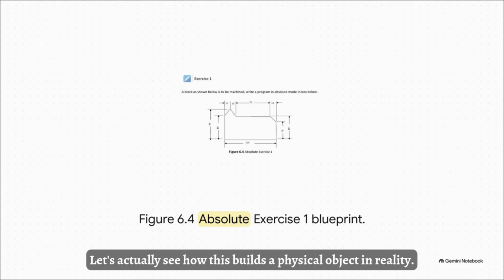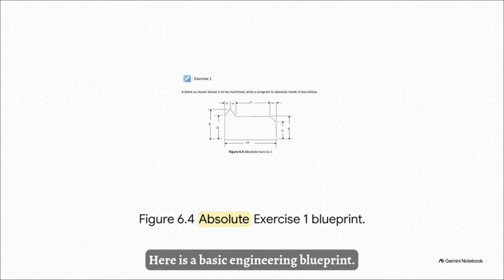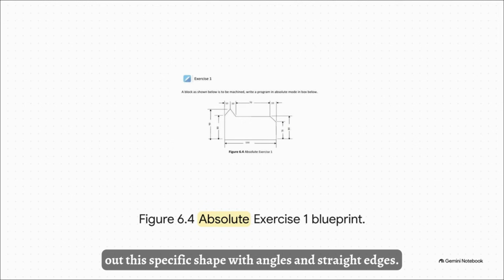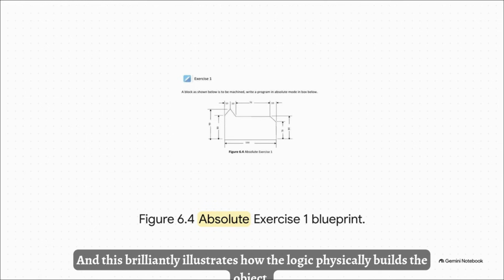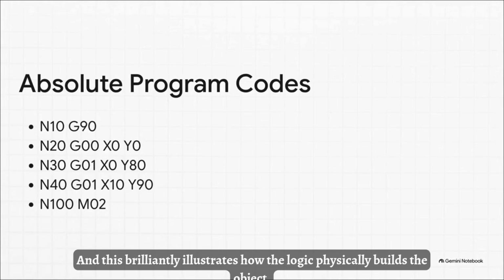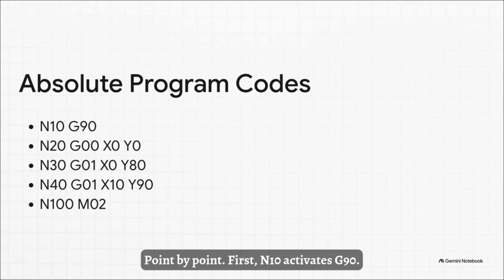Let's actually see how this builds a physical object in reality. Here is a basic engineering blueprint. We have a block of material, and we need to cut out this specific shape with angles and straight edges. Take a look at that origin point down in the bottom left corner. Knowing what we just learned about absolute coordinates, where do you think the cutting tool needs to move first to begin shaping this profile? And this brilliantly illustrates how the logic physically builds the object point by point.